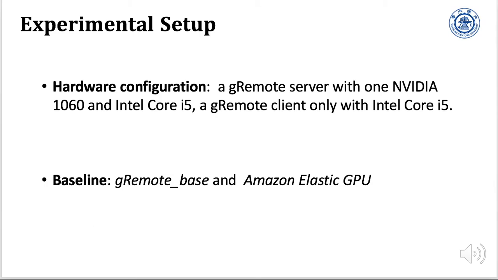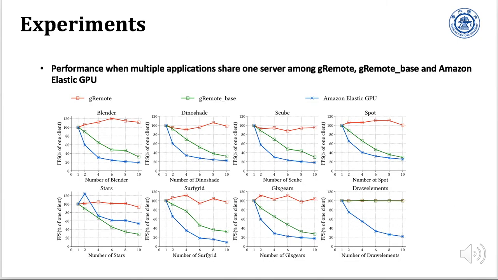To ensure the comprehensiveness and fairness of the whole evaluation, we take two baselines: gRemote base, a traditional remote API forwarding system without any optimizations, including GPU throttle and CPU resource improvement, and Amazon Elastic GPU, a closed-source, state-of-the-art commercial product which has similar targets to gRemote. Due to the closed source of Amazon Elastic GPU, we take the FPS of every single application as 100% and normalize the remaining values based on the FPS of the same application.